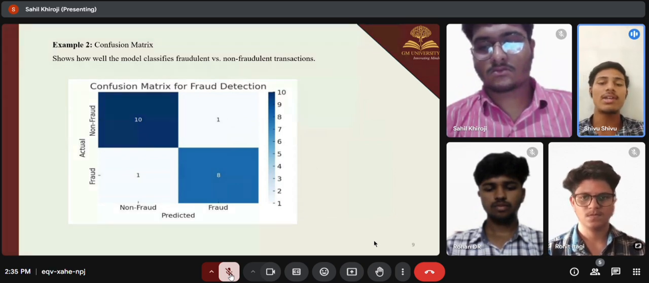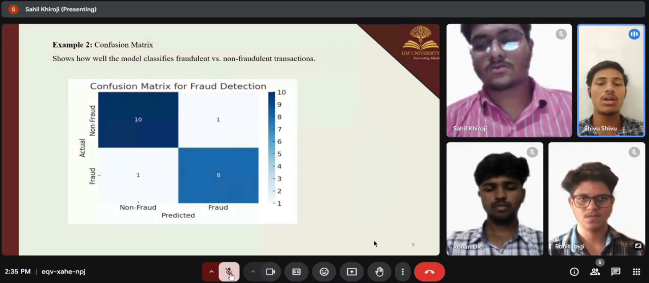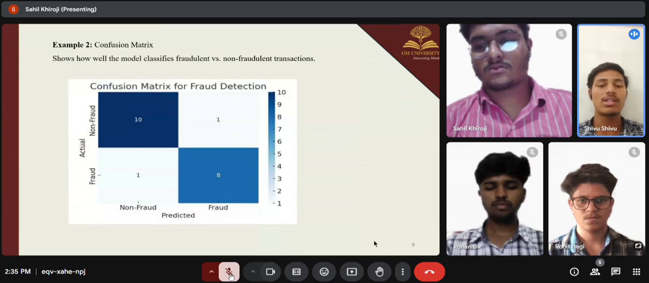So this matrix helps measure precision and recall. Precision means how many predicted frauds were actually frauds. Recall means how many actual frauds we successfully caught. So, coming to the next slide.